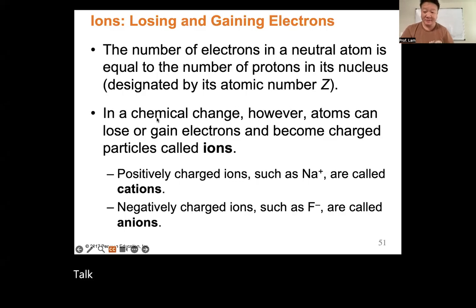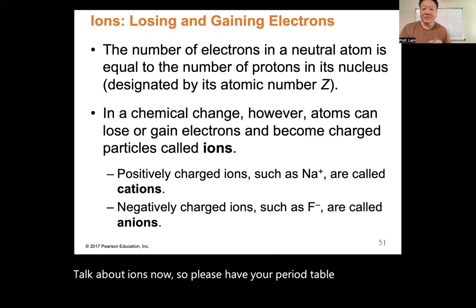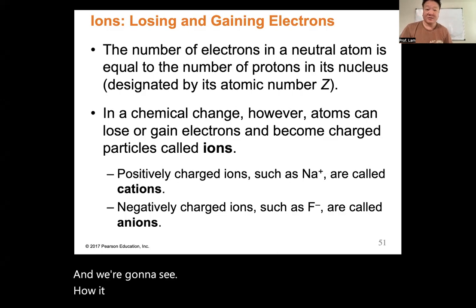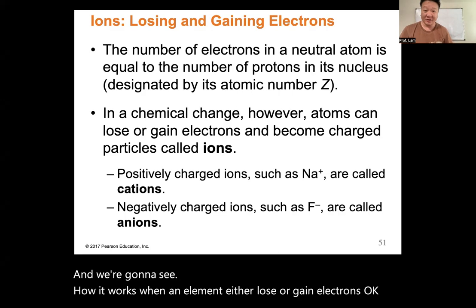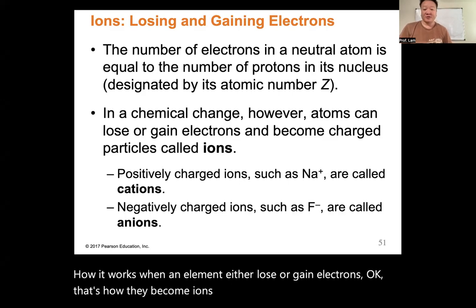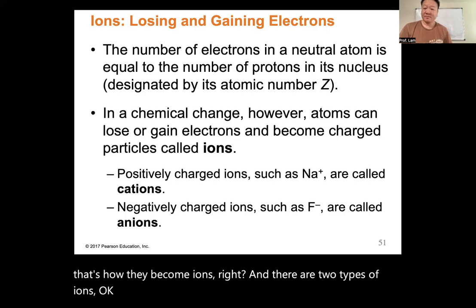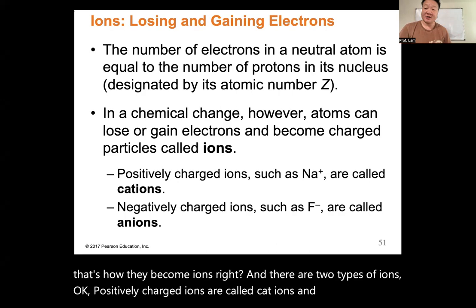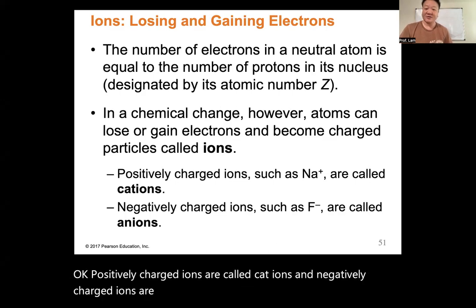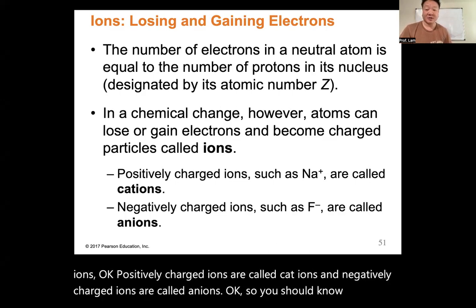Talk about ions now. So please have your periodic table out. And we're gonna see how it works when an element either loses or gains electrons. Okay, that's how they become ions, right? And there are two types of ions, okay? Positively charged ions are called cations, and negatively charged ions are called anions. Okay, so you should know those terminology.